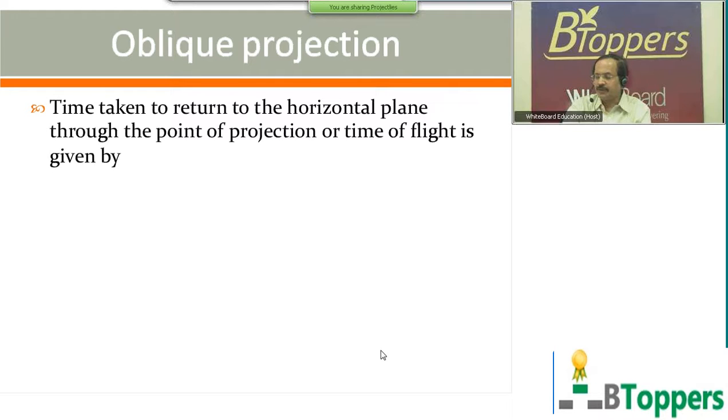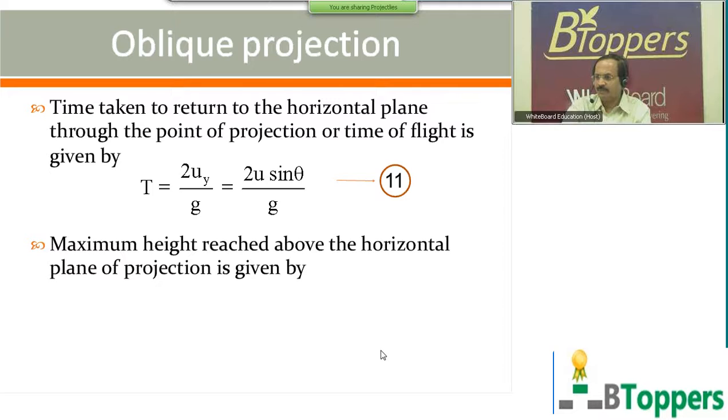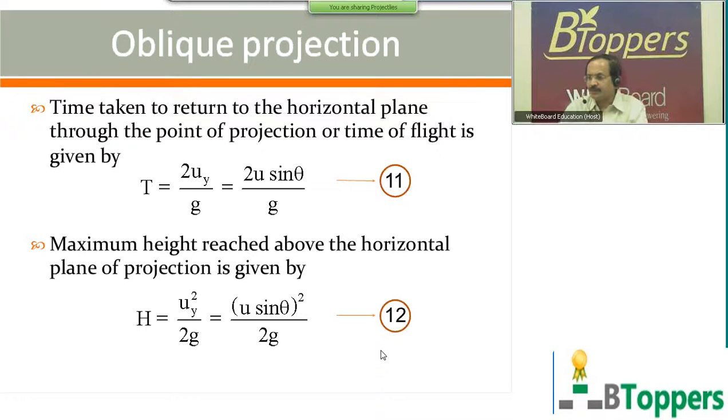Time taken to return to the horizontal plane of the point of projection, or time of flight, is given by capital T equal to 2uy by g, or 2u sin theta by g. Maximum height reached above the horizontal plane of projection is given by h equal to uy square by 2g, or you can write u sin theta whole square by 2g. Write it as equation number 12. If you need time to copy the notes, take a pause and copy the notes.